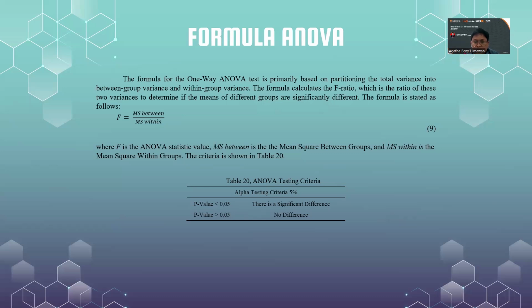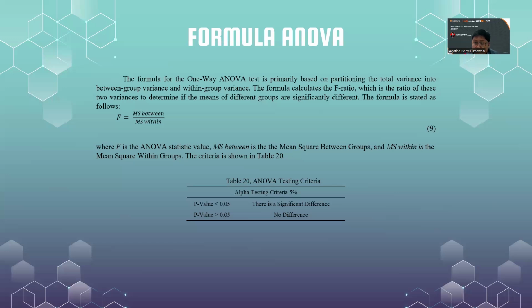The formula is stated as follows: F is MS between divided by MS within, where F is the ANOVA statistic value, MS between is the mean square between groups, and MS within is the mean square within groups. The criteria is shown in table 20.